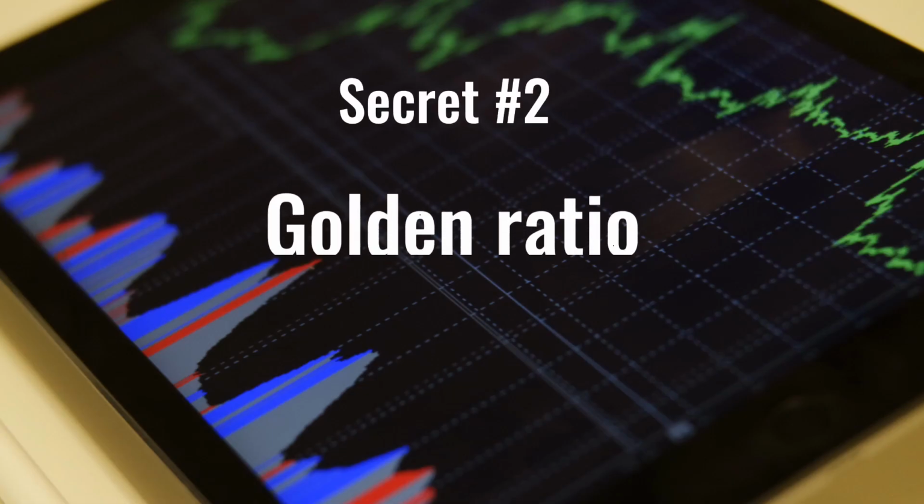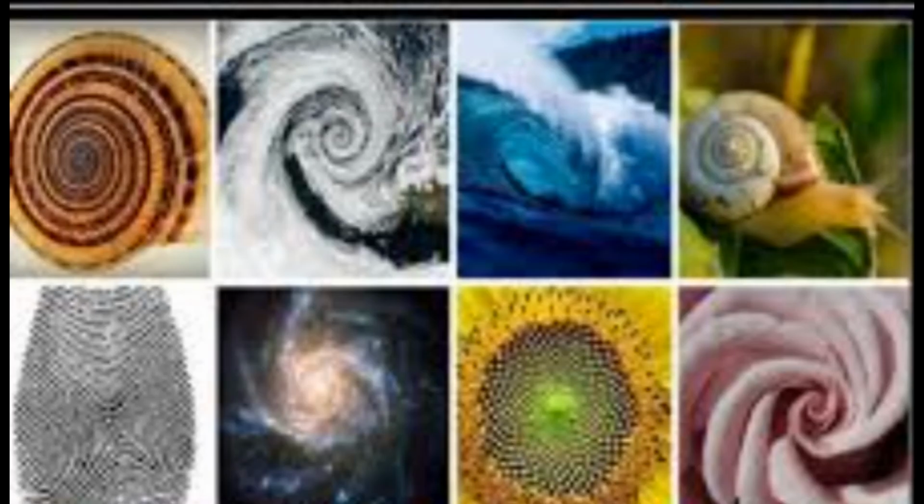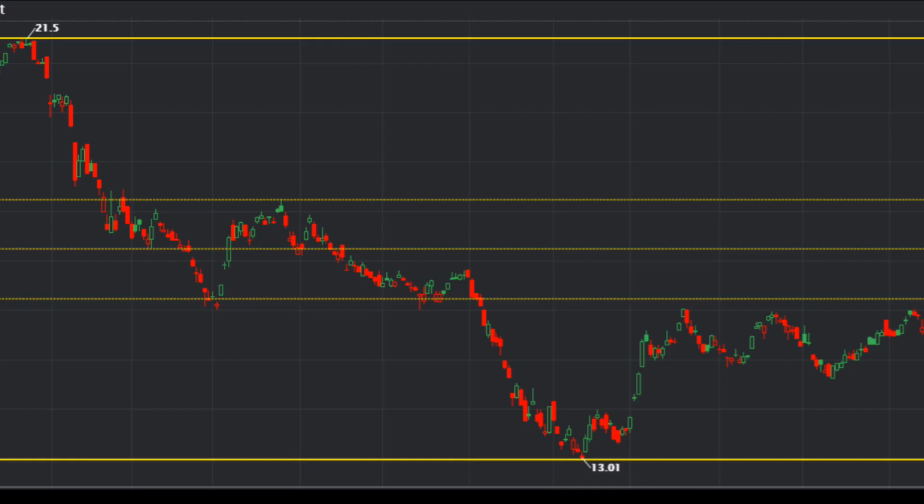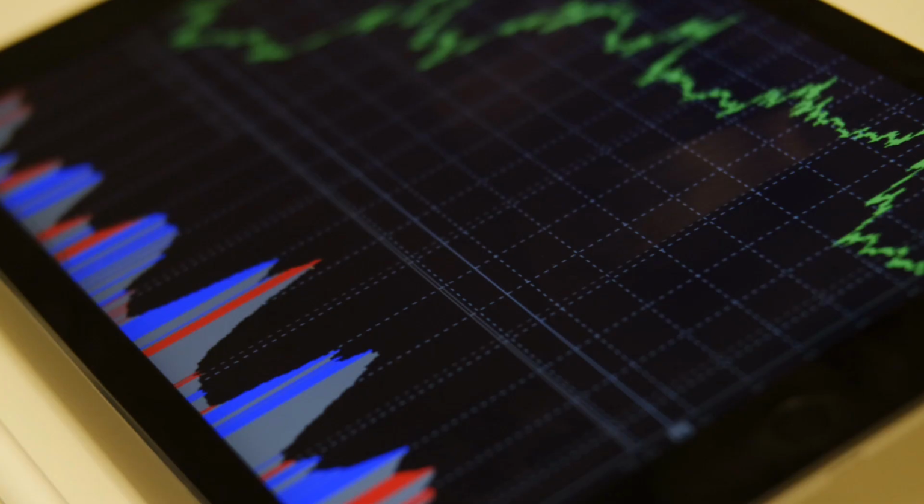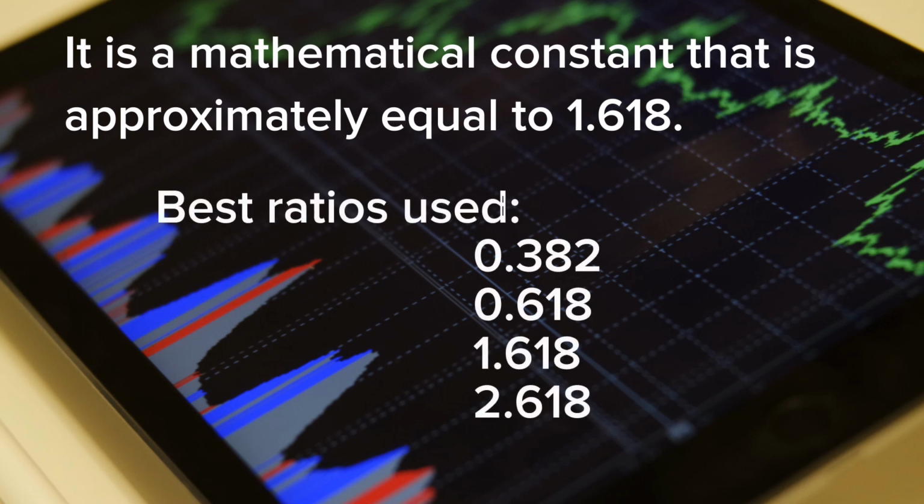The golden ratio. The golden ratio, also known as phi, is a key ratio in Fibonacci analysis. It is a mathematical constant that is approximately 1.618. The golden ratio can be found throughout nature and is believed to have aesthetic and mathematical significance. In trading, the golden ratio is used to identify potential levels of support and resistance in the market.